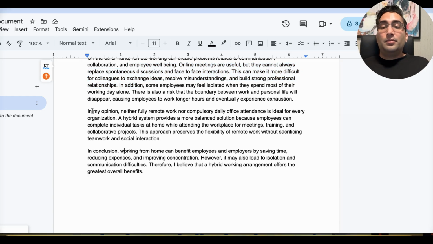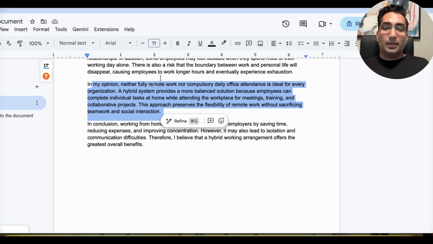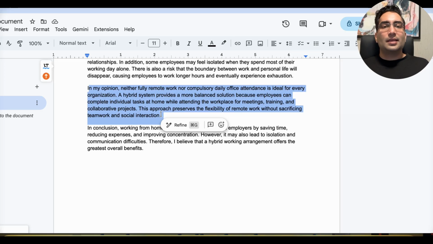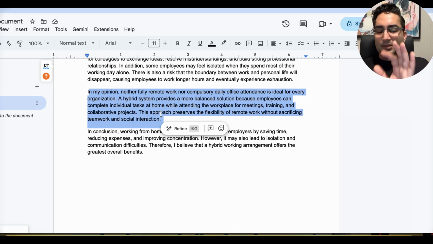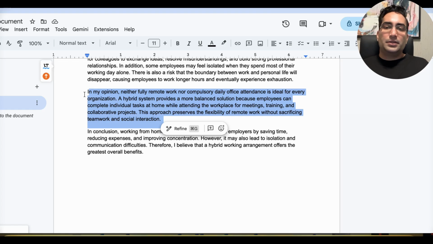Okay, now I don't know why we have this. You have already given me 6 points. You don't need a body 3. Let's see what's happening here. In my opinion, neither fully remote work nor compulsory daily office attendance is ideal for every organization. A hybrid system, okay, I don't want to even read this. This is the most irrelevant topic because we're giving our own solution, which is never asked, or it's just going to make you lose marks. Simply, you don't offer your own solution. The question never said give your own third solution. So it's wasting time, wasting words, and it's just going to destroy your task response.